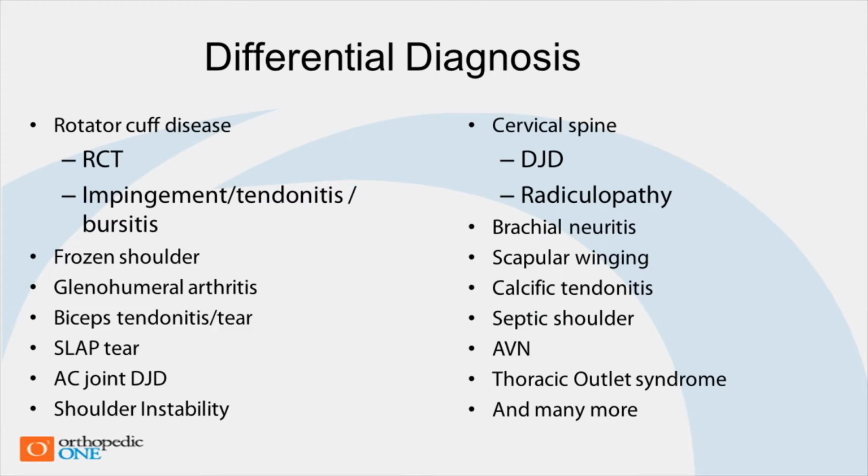The most common ones are up here on your left. Rotator cuff disease is going to encompass the vast majority. Never forget about cervical spine problems. That's going to be something that overlaps a great deal. Frozen shoulder, glenohumeral arthritis, biceps pathology. We'll talk about all of this a little bit. Some of the less common things are over here on the right, which we won't get into today.